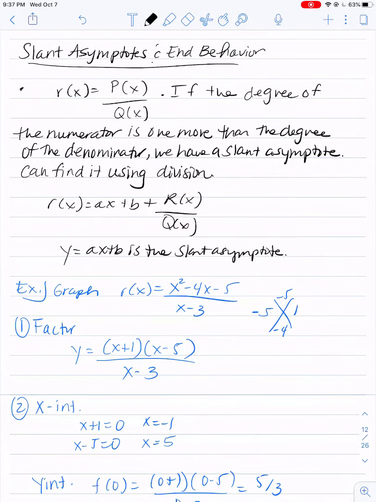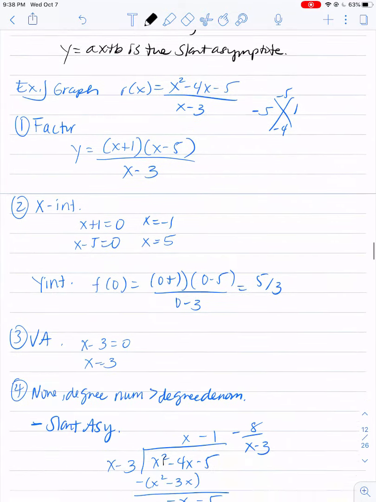Okay, now we're going to go over slant asymptotes and end behavior. So r(x) is p(x) over q(x). If the degree of the numerator is 1 more than the degree of the denominator, we have a slant asymptote, and we can find it using division. So we would have r(x) = ax + b + r(x) over q(x), so ax + b is our slant asymptote.